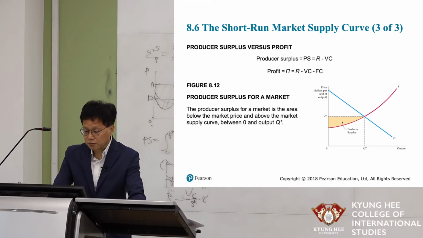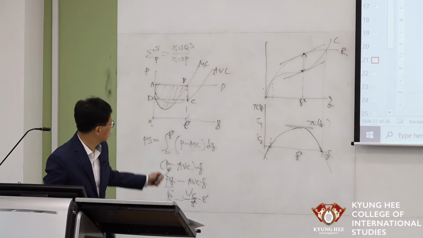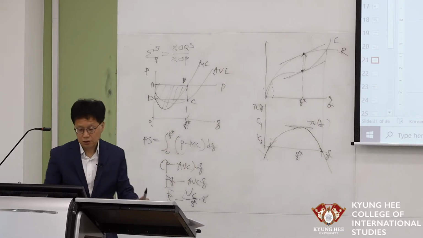The producer surplus for the market is the area below the market price and above the market supply curve between 0 and Q star. Right? Price less marginal cost, or the supply curve. Okay? That is producer surplus. That is this kind of idea.